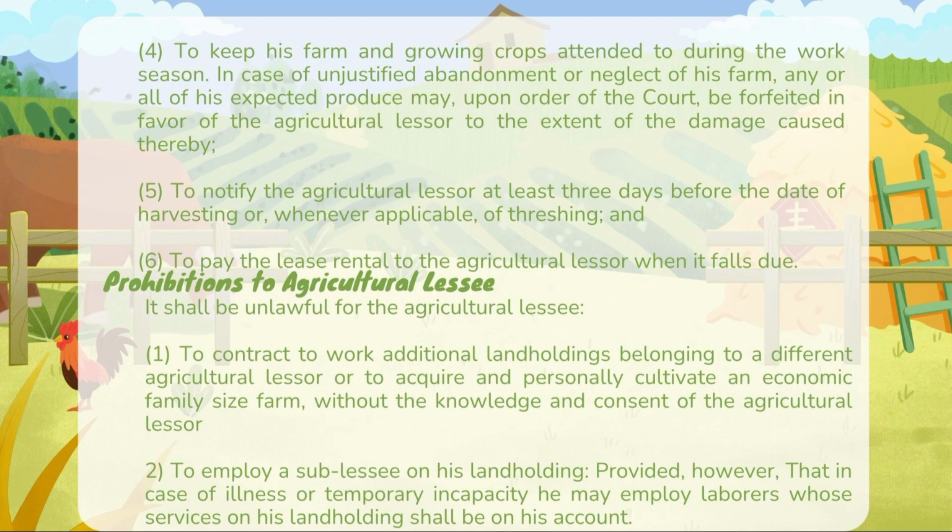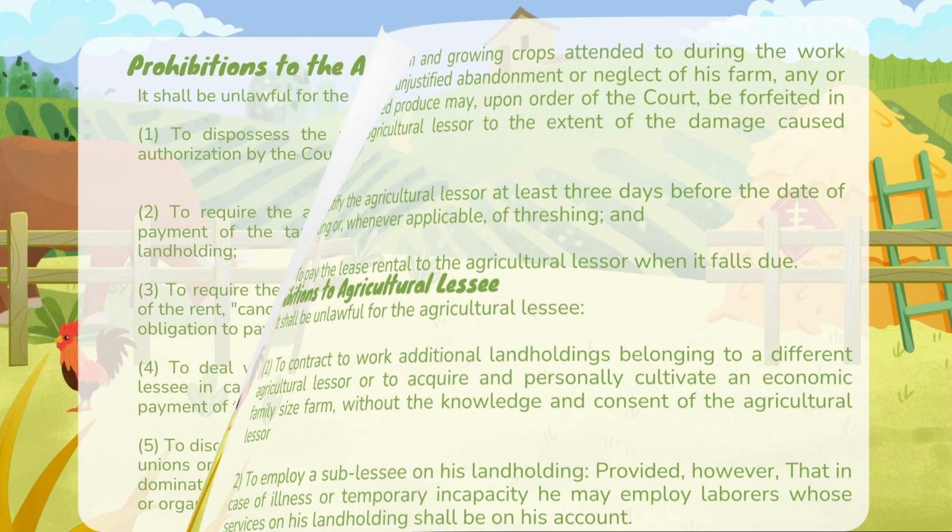Number 2 is to employ a sublease on his landholding, provided, however, that in case of illness or temporary incapacity, he may employ laborers whose service on his landholding shall be on his account. It means subleasing. The lessee cannot employ a sublease except in cases of illness or temporary incapacity, where they may employ laborers at their own expense.